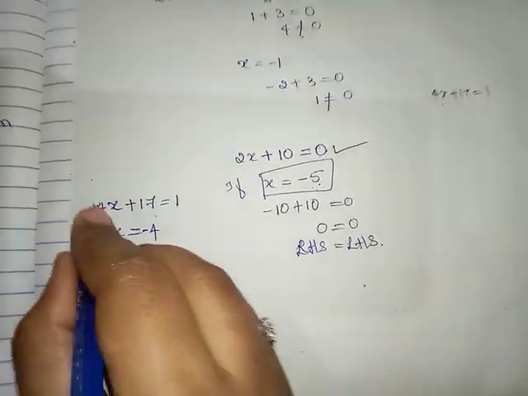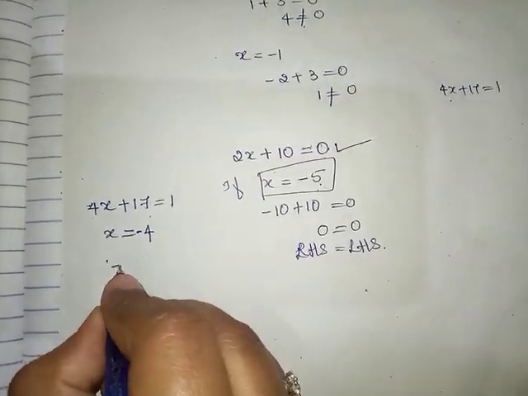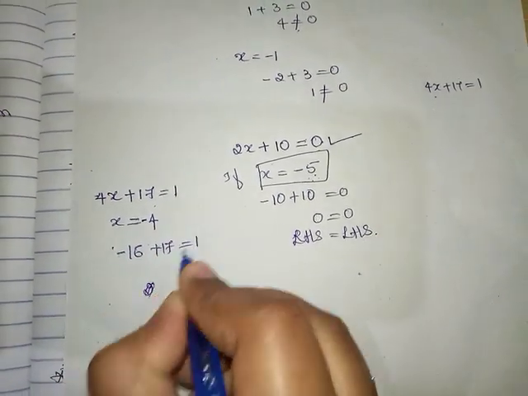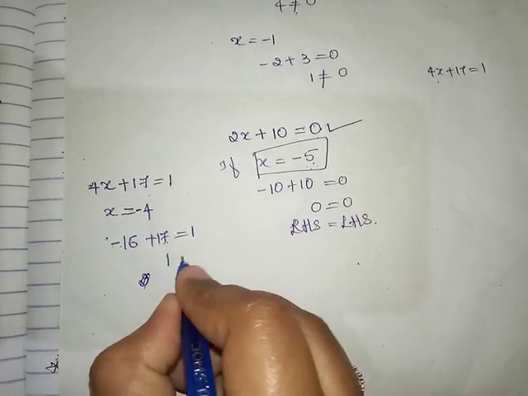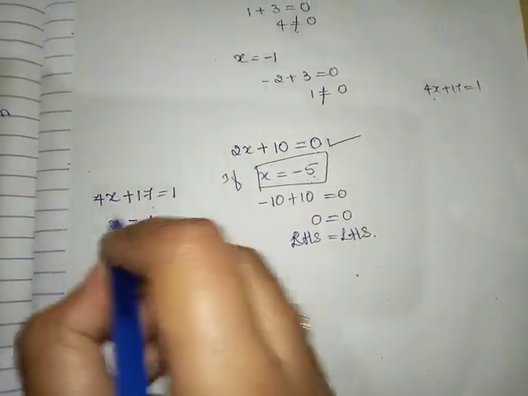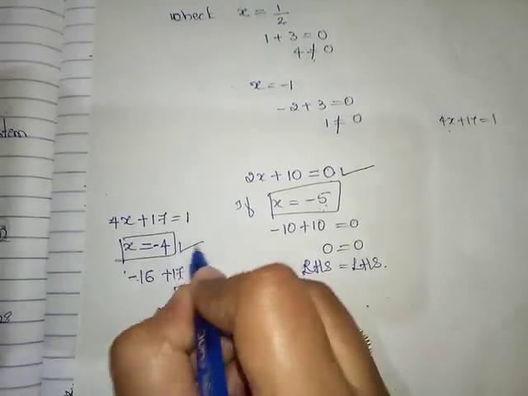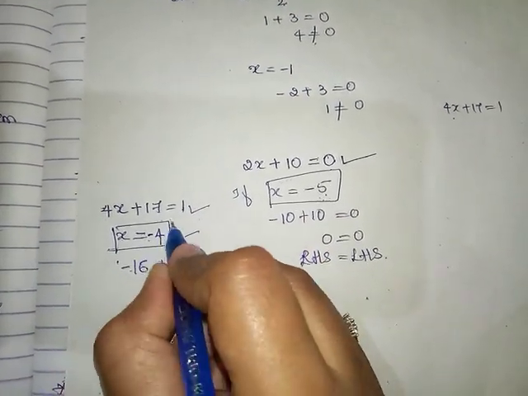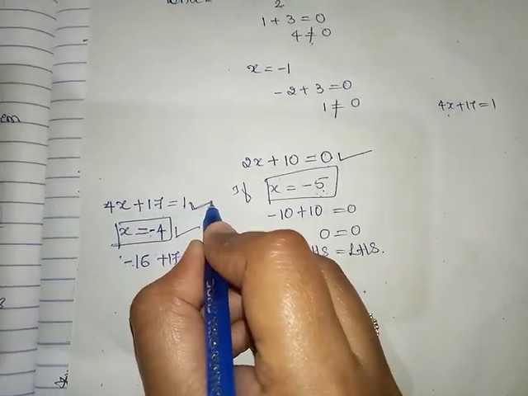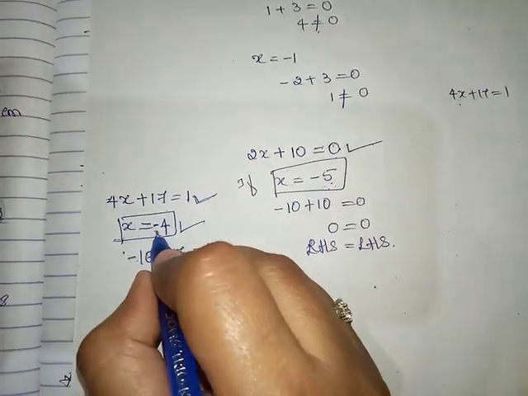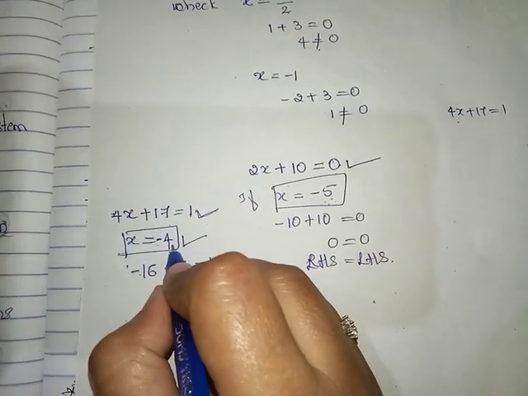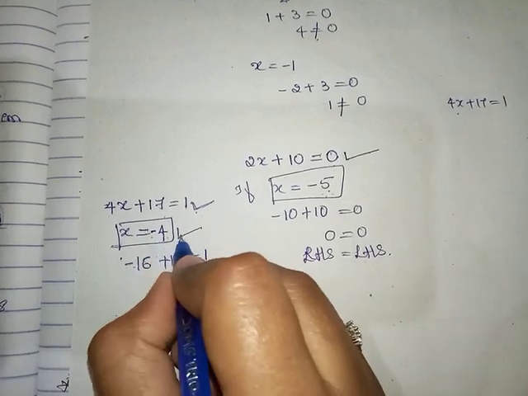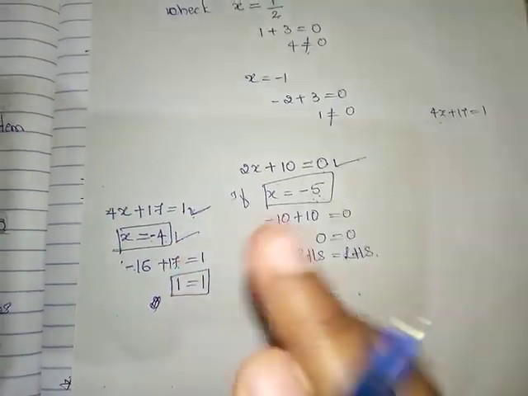It will be 4 into 4 is 16, here minus, so it is minus 16 plus 17 is equal to 1. Here minus 16 plus 17 means 1 is equal to 1. This means x is equal to minus 4 is the solution of the given equation. Why? Because x is equal to minus 4 satisfies this equation. After substituting the value x is equal to minus 4, we get LHS equal to RHS. Therefore, x is equal to minus 4 is the solution of this equation.